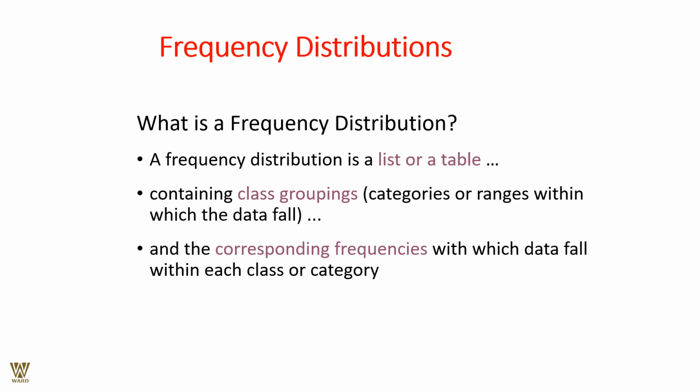It's a list or a table, simple and straightforward. It's just a list or a table containing classes or groupings, categories or ranges within which the data fall, and the corresponding frequency. So in the age groups of 0 to 6, 7 to 12, 13 to 19, you can have the age group and the sample population of each group.